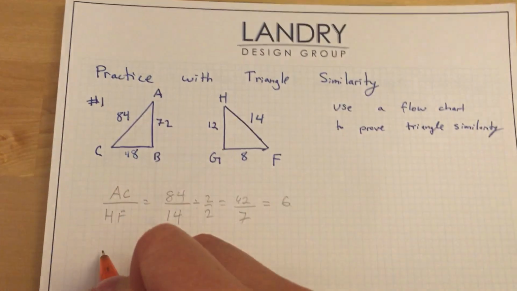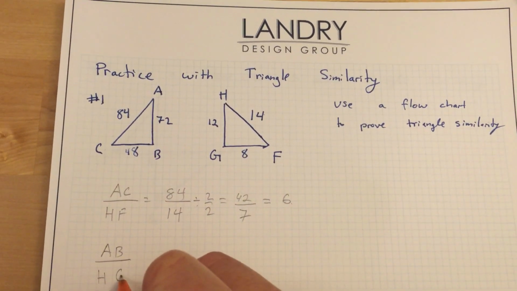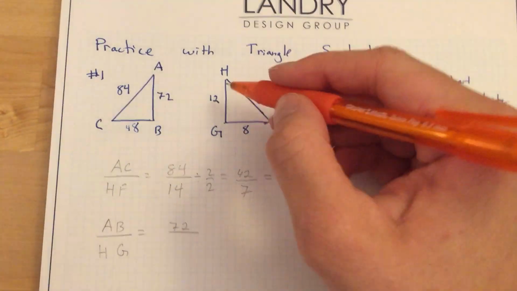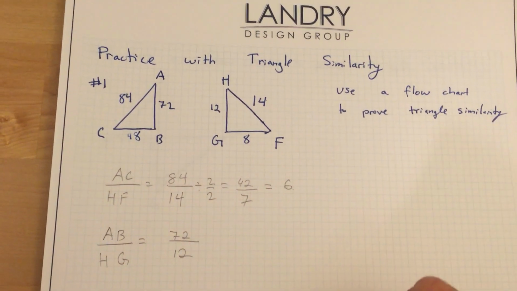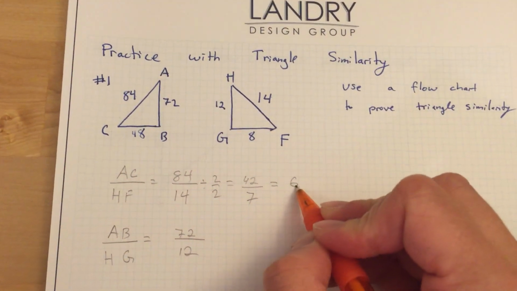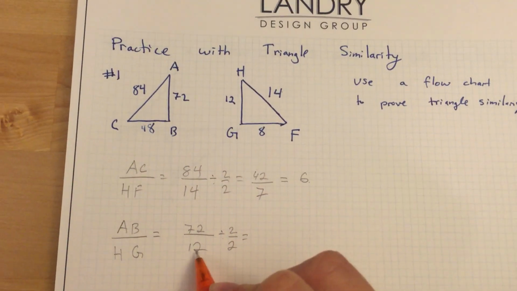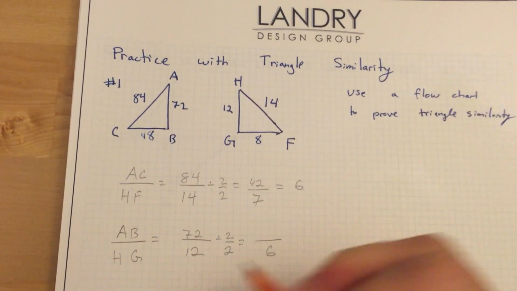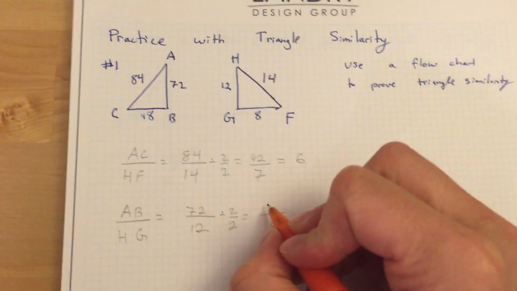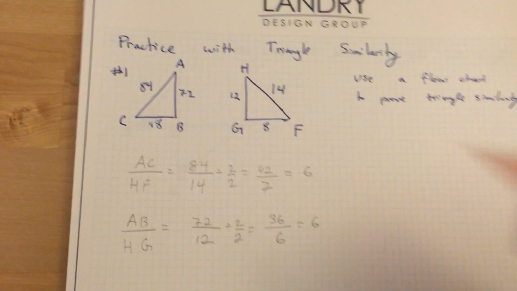And so let's do the AB this time. AB is going to match up to HG. AB is 72, so that's the length, and then HG is 12. Perfect. Again, I'm not exactly sure off the top of my head. I'm assuming it goes in 6 times, but let's not assume. Let's actually figure that out. 12 divided by 2 is 6, and 72 divided by 2 is 36. And look at that, that gives us 6. Perfect. So we're 2 for 2.